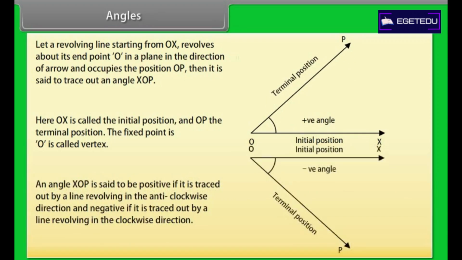An angle XOP is said to be positive if it is traced out by a line revolving in the anti-clockwise direction and negative if it is traced out by a line revolving in the clockwise direction.